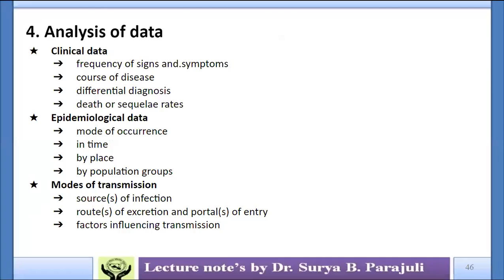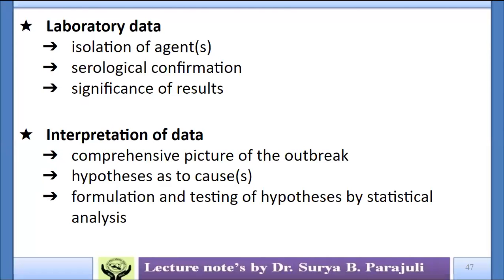Clinical data analysis, like in the context of COVID-19, where fever is one of the major symptoms. Then course of disease, differential diagnosis, death audit. Sometimes we may go for verbal autopsy. So what is verbal autopsy? This is another term. Please try to read these things. Epidemiological data: mode of occurrence, time, place, and percent distribution, mode of transmission of disease, laboratory data.